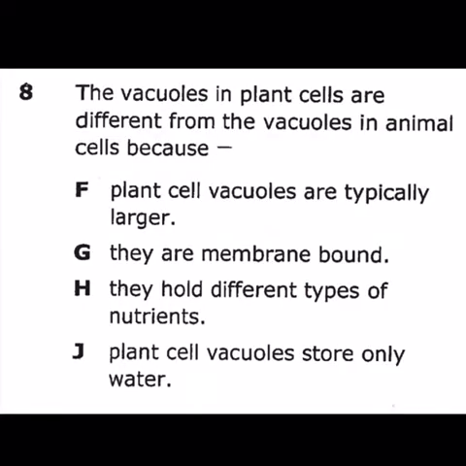Question 8. The vacuoles in plant cells are different from the vacuoles in animal cells because F. Plant cell vacuoles are typically larger. G. They are membrane bound. H. They hold different types of nutrients. J. Plant cell vacuoles store only water.